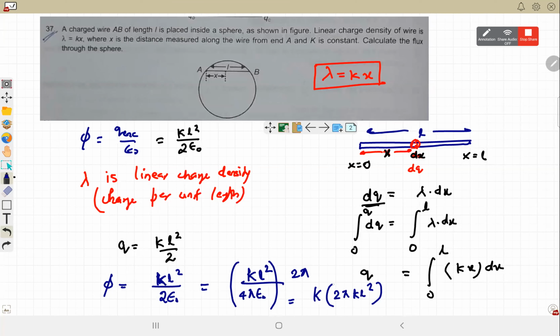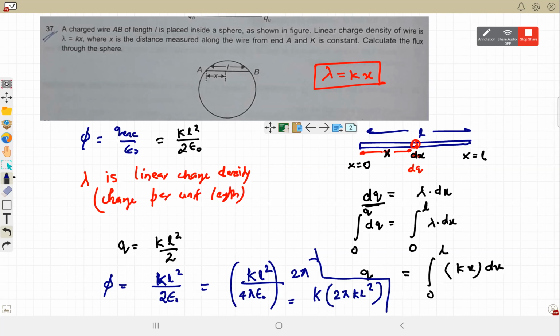Yes, sir. So here capital K is the Coulomb's constant. Small k is that constant which was given here in terms of lambda. Lambda is k into x. Oh, okay. I just found out for the small k, then I thought maybe I am not getting it.